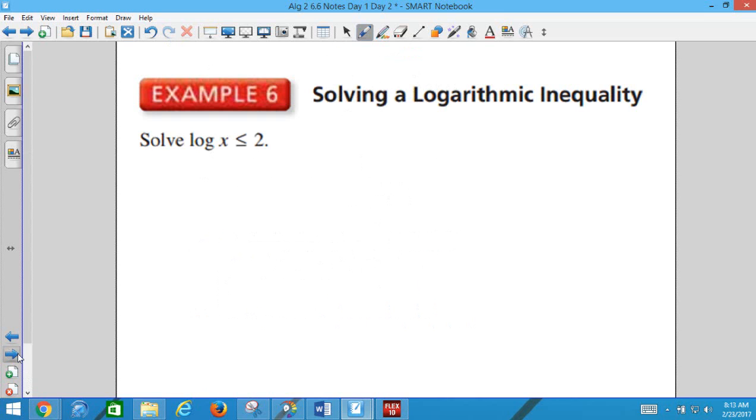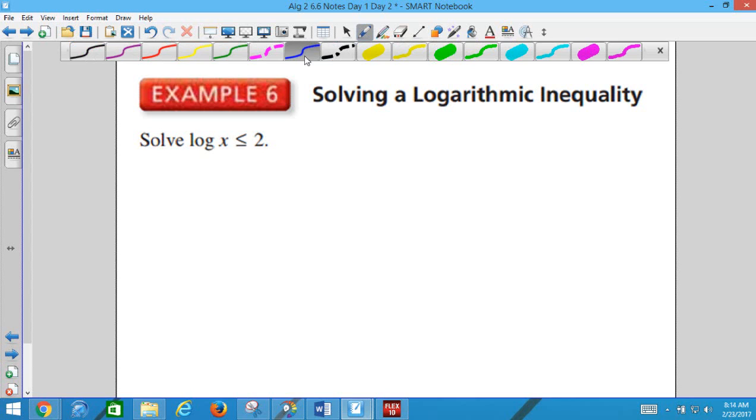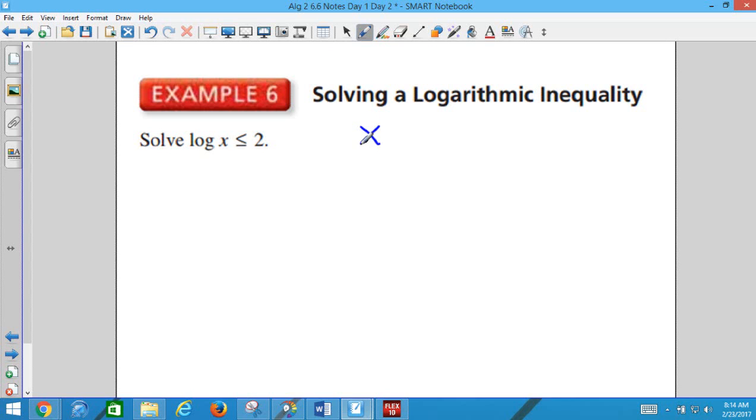All right, next example. We're going to solve log x less than or equal to 2. Now remember, if we have log in it, what's that one rule you have to remember? X has to be greater than 0. You just have to remember that. Keep that in mind.